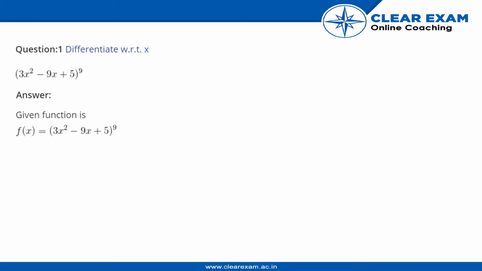Hello guys, let's understand question 1. Differentiate with respect to x, (3x² − 9x + 5)^9. The answer is, the given function is f(x) = (3x² − 9x + 5)^9.